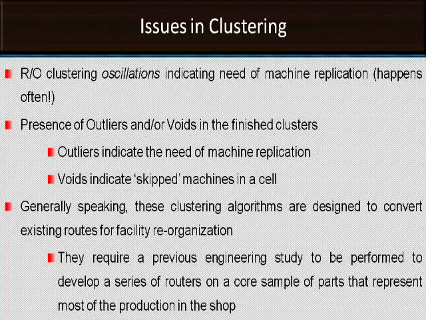Presence of outliers or voids in the finished clusters. If you see the cluster, there are certain spaces which are unfilled, which are called voids. A void indicates skipped machines in a cell. Some machine could be there but is not there, so it indicates skipping of a machine in a cell. Sometimes outliers, as I told you, indicate that a particular element can exist in both the first cluster or the second cluster. An outlier indicates the need for machine replications.